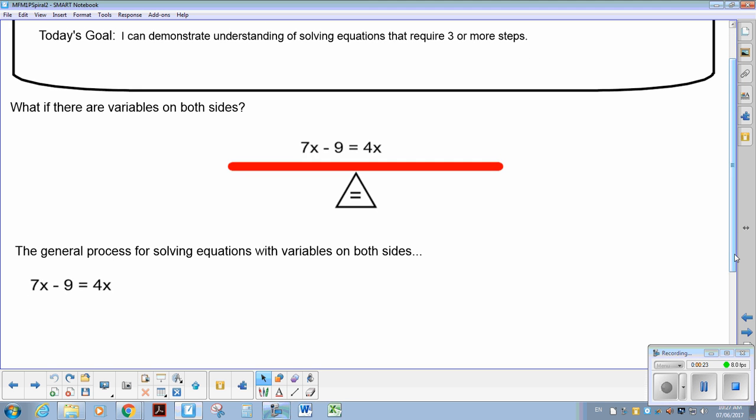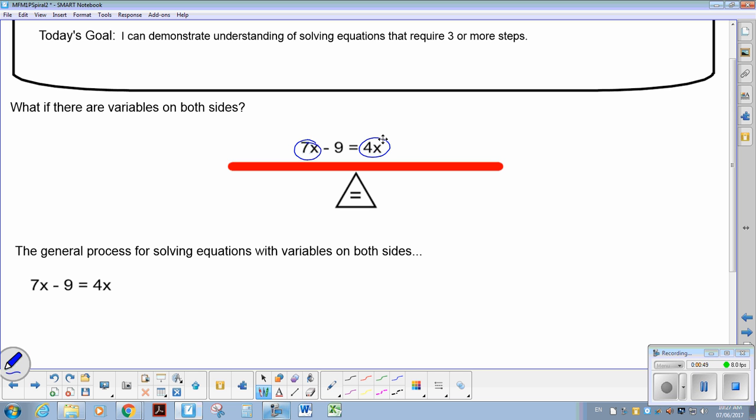So what if there are variables on both sides? So we're looking at the teeter-totter model again. And in order to solve for our variable, for our value of x, we have to get all the x's to the same side. Does not matter which side we move them to. So for example, in this particular teeter-totter question here, I have 4x's on that side, and I have 7x's over here.